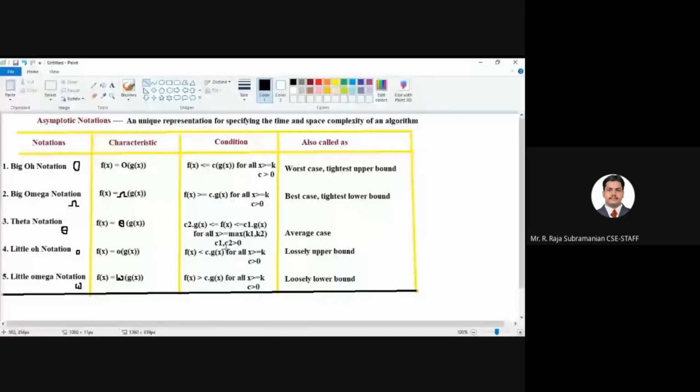Any doubts in asymptotic notations? So far so good. You can take the screenshot. Shall I proceed? Next.